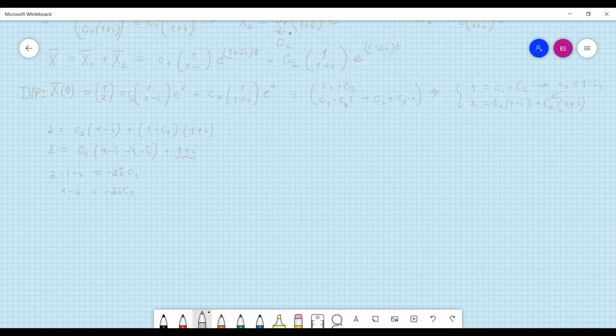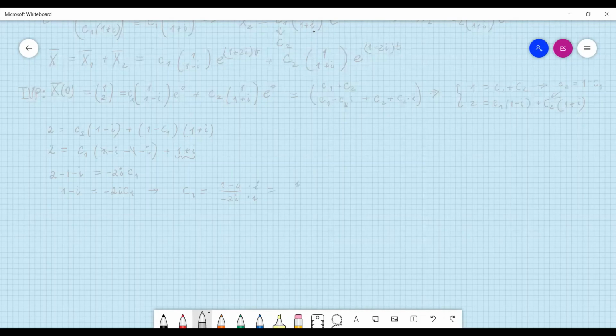A bit long, but we divide by negative 2i to get C1. So C1 equals (1 minus i) divided by negative 2i. I don't want to have i in the denominator, so I'm going to multiply both numerator and denominator by i to eliminate i from the denominator.